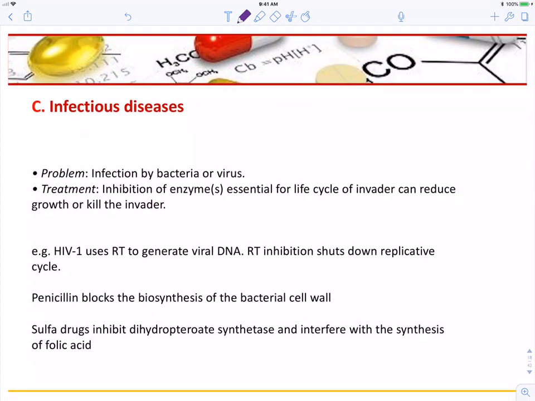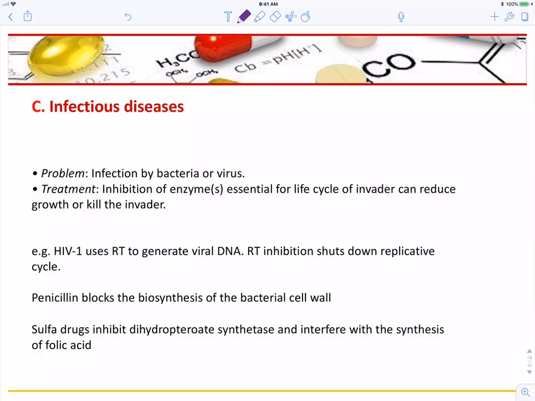Another example is in the cure of infectious diseases. When we have an infection by bacteria or viruses, we can inhibit enzymes that are essential for the life cycle of the bacteria or virus. And the good part of this is that typically those enzymes will be different from endogenous enzymes, and so we can cure the patient without too many side effects, while the effect on the bacteria or virus will be to either kill it or to considerably slow its growth, life cycle and replication.